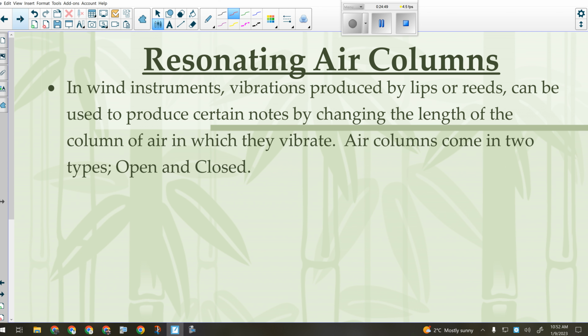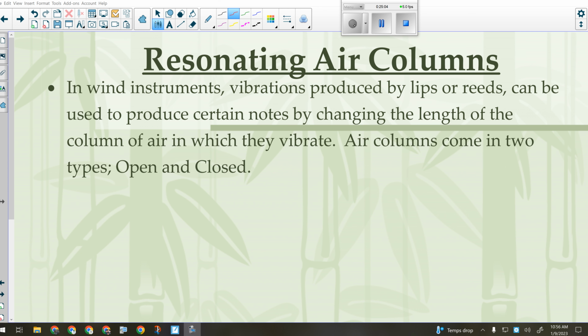Okay, so we're going to talk about resonating air columns here next, but I got to get one set up because I don't have it ready yet. So I'm going to give you guys a little break here while I go get some water and my air column and some tuning forks. Can I go to Yes, you can.